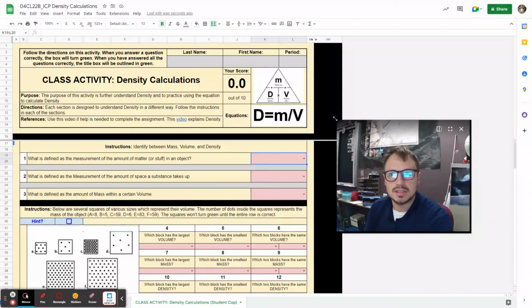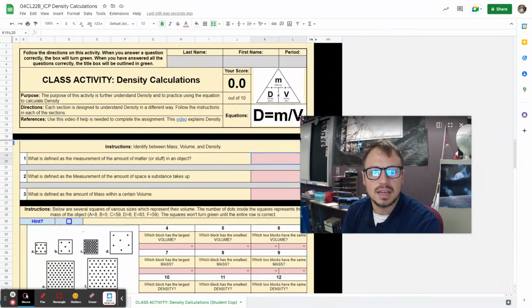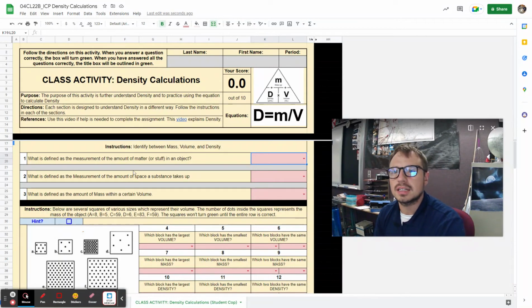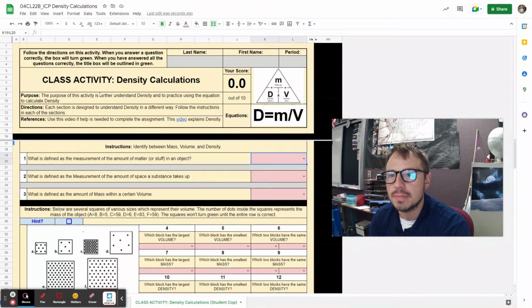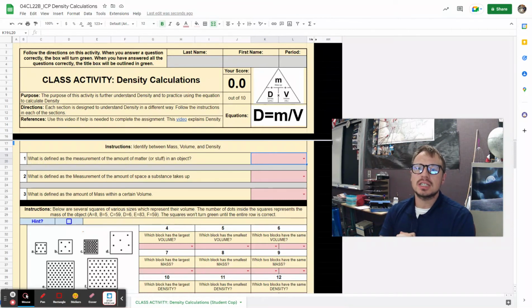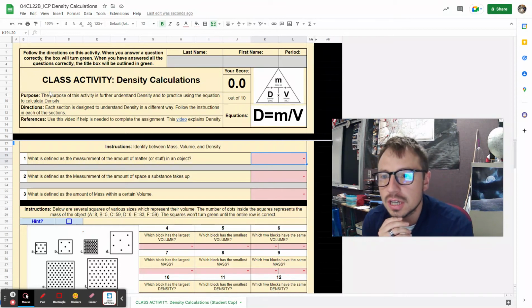All right, this is the density calculations class activity. So the purpose of this activity is to further understand density and to practice using the equation to calculate density. That can be seen over here to the right. Now, in the directions, each section is designed to understand density in a different way. So every section has a different set of instructions to help you with that.